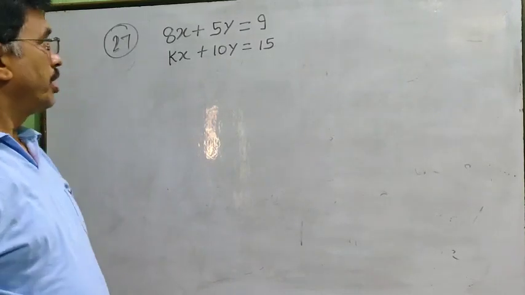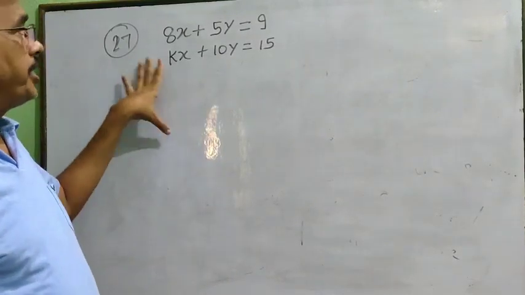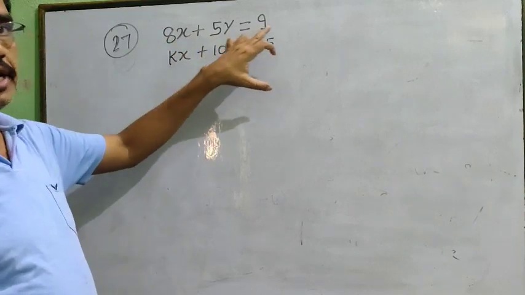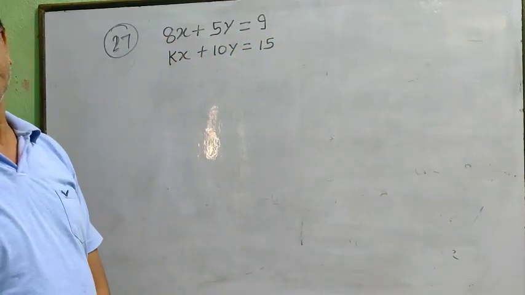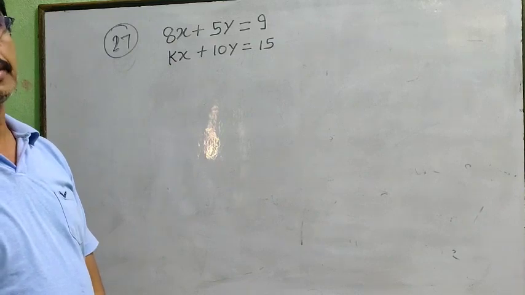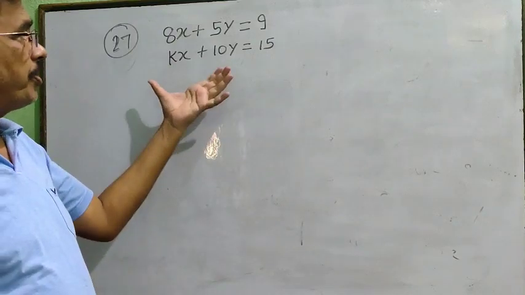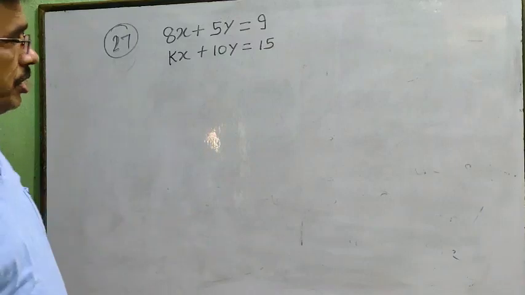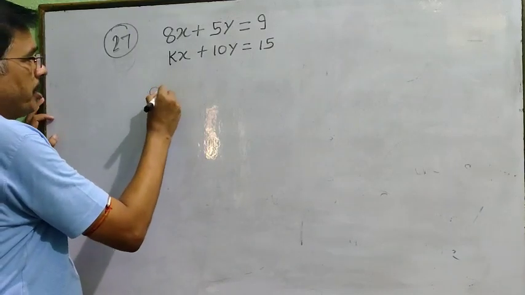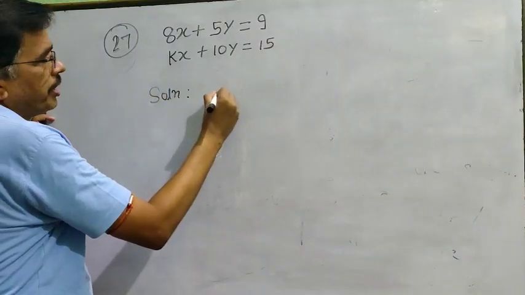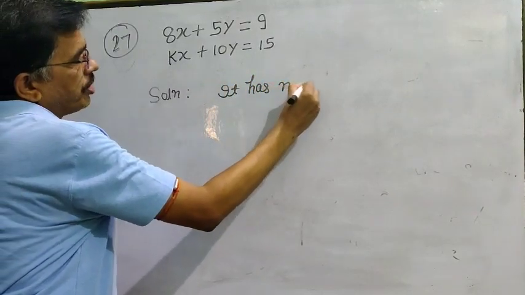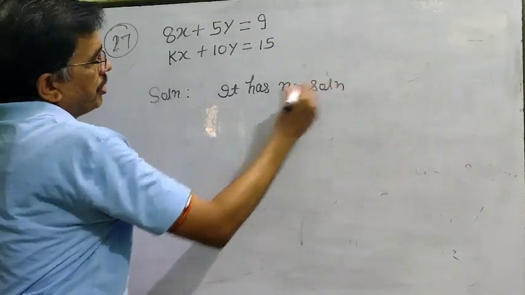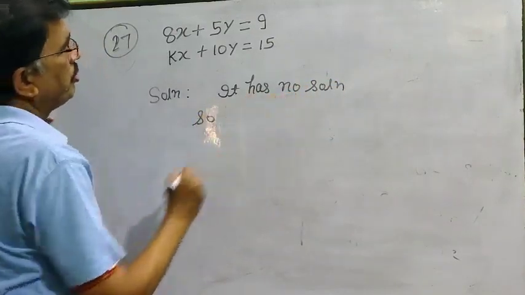Dear student, now question number 27, and it is 8x plus 5y is equal to 9 and kx plus 10y is equal to 15, and it has no solution. And your question is find the value of k, so that this system of equations has no solution. So you write here solution. The condition is here that it has no solution.